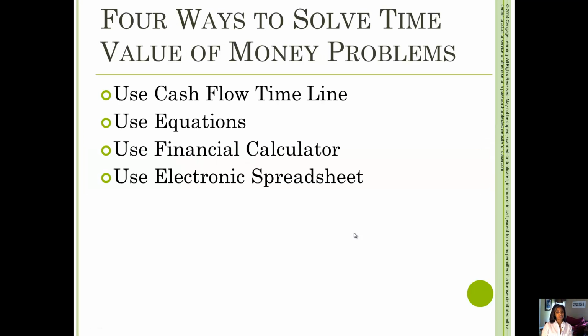So there are 4 ways to solve time value of money problems. The cash flow timeline that we just saw, which I don't know that I would call a way to solve time value problems, but it is a way to lay it out. You're still going to have to solve it using the equations, which is the second way. Third way is using a financial calculator, which is what I recommend because it's handy and it's fast. And the last way is an electronic spreadsheet. Now, I'm not saying that that's not a good way to do these, but if you're in a face-to-face class and you have an in-class exam, you're not going to be able to use Excel. So you're going to need to know how to use that calculator.